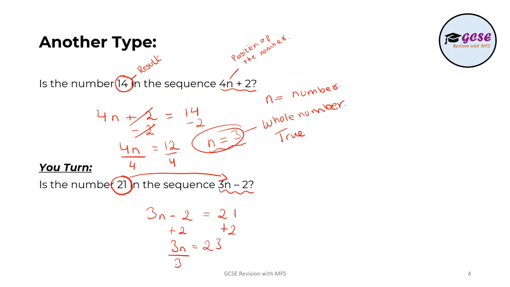You divide by 3, you divide by 3, and you can't do that. n will be equal to 23 over 3, and that will give you a decimal of 7.3 recurring. Okay, so if it doesn't give you a whole number, then it's false. Just write a little explanation. Is it true or false? It's false because it's not a whole number.